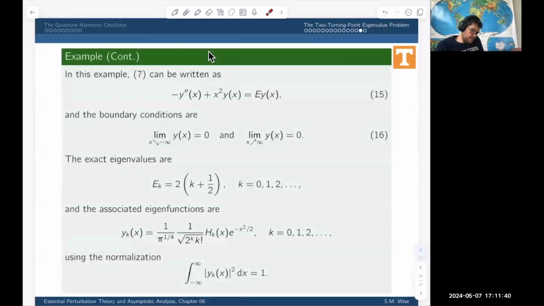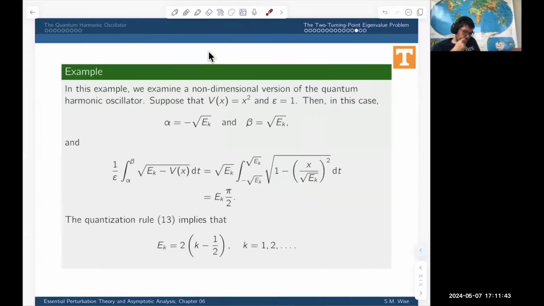We already know what the solutions are in this case. So again, setting epsilon equal to 1, taking v to be the harmonic oscillator potential, we already know what the solutions are because this is the quantum harmonic oscillator. And so we know what the eigenvalues are. We know that the eigenfunctions are given through these Hermite polynomial functions, etc. But let's analyze this without knowing that, or pretending we don't know that, and use the WKB method.